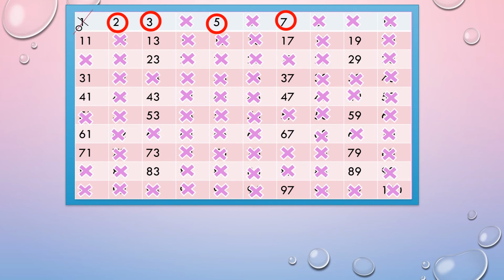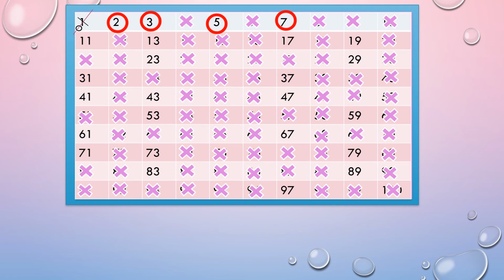So now we have a few numbers left and these are the prime numbers. Can you see we've crossed out all the numbers that are in the tables of 2, 3, 5 and 7. Whatever numbers are now left are the prime numbers. So this is the sieve of Eratosthenes where we remove all numbers and what is left behind is only prime numbers. So let's see what the prime numbers are.